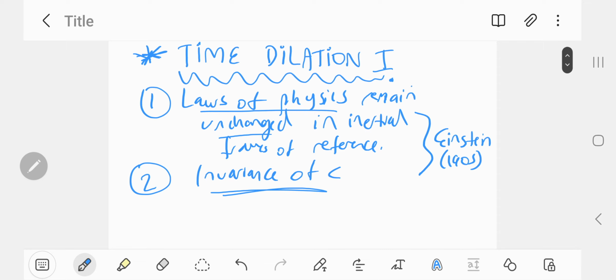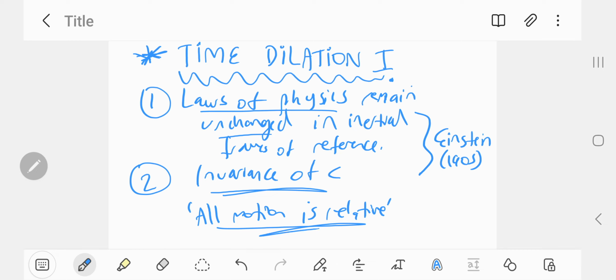And Einstein's postulates also imply that there's no such thing as an absolute reference frame, one which we can compare our measurements and results to. In other words, all motion is relative. That's Einstein's big idea. So the time that you measure is different to the time I measure. And similarly with lengths and distances, and energy and mass as well, for that matter, as we'll see.